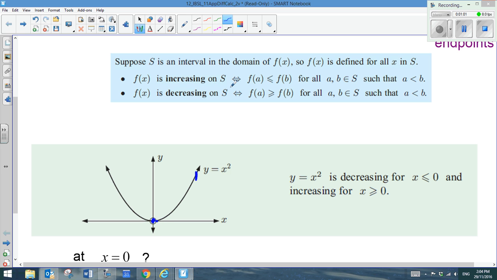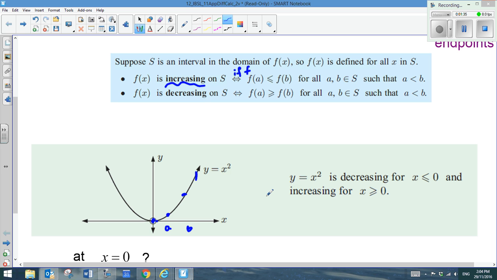F of x is increasing on this interval S if and only if. So this double arrow means if and only if, or IFF sometimes is shortened as, the function at the first x value A is less than or equal to the function at the next value B. So for example, if this is my A value, this is my B value, the function at A is smaller than or equal to the function at B. So yes, it is, because as I move to the right, it increases. And then vice versa for decreasing.